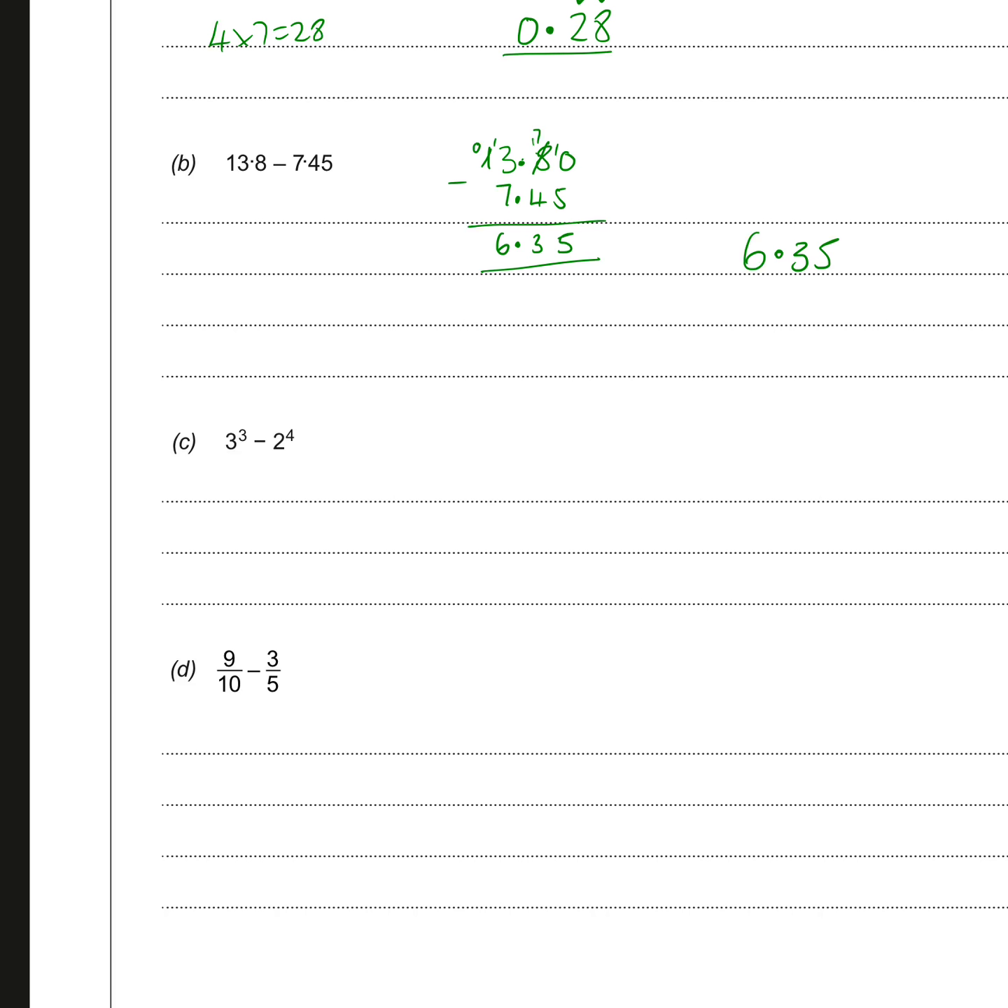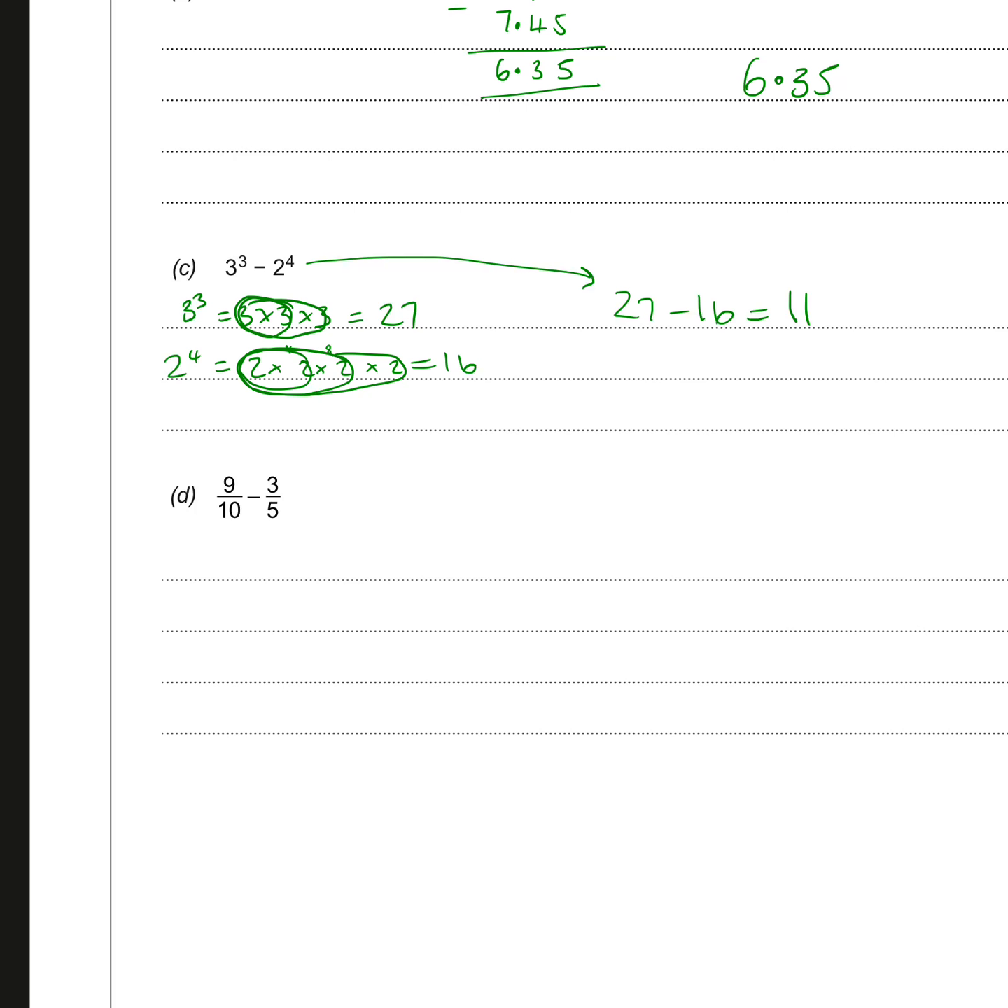Part C, this subtraction is involving powers. 3 to the power of 3 is the same as 3 multiplied by 3 multiplied by 3. 3 3s are 9, 3 9s are 27. 2 to the power of 4, there's actually 4 of them all multiplying each other. 2 2s are 4, 4 2s are 8, and then 8 2s make 16. So this question is actually 27 take away 16, which gives you 11.